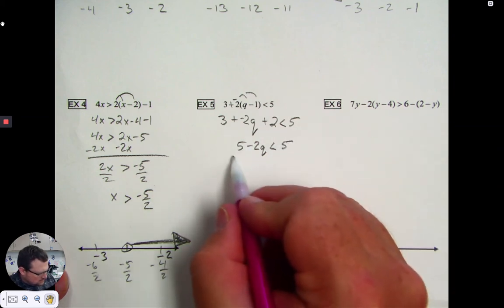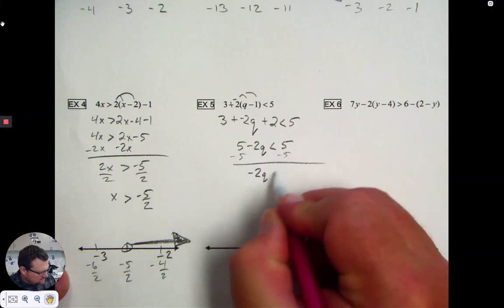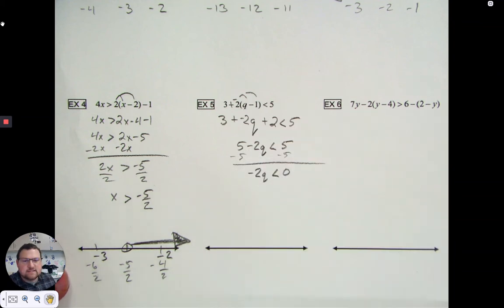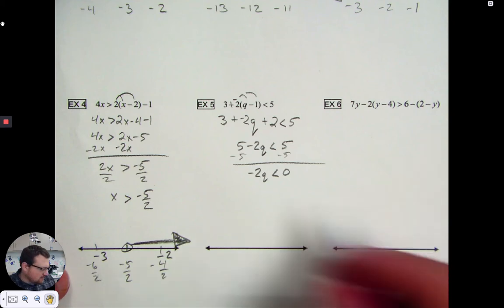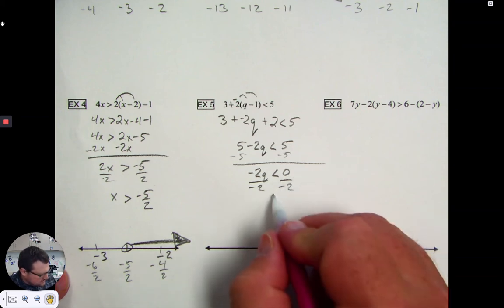So I want to get this q by itself, so I'm going to subtract 5 from both sides, and that gives me negative 2q is less than 0. I now need to solve for q, so I need to divide both sides by a negative 2. But anytime we divide by a negative, we have to remember to flip the sign. So that means we need to flip our sign.